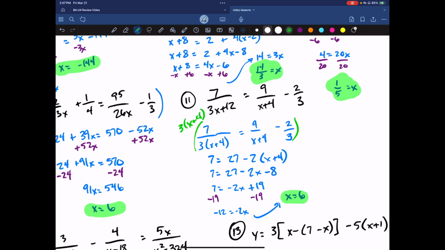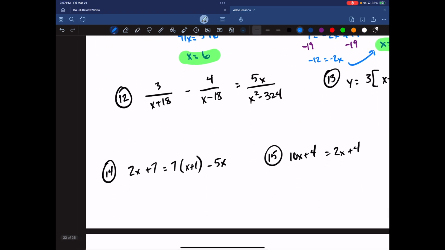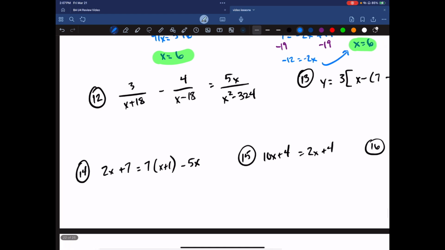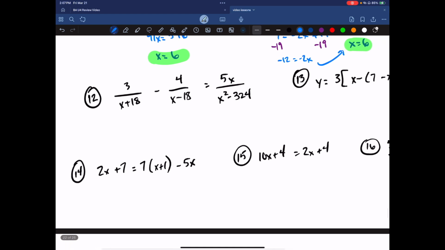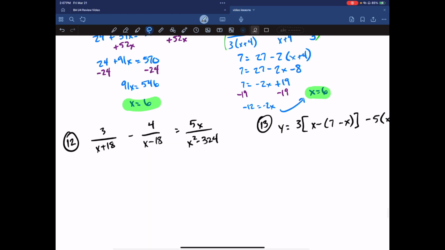All right. All of these problems are starting to get more and more complicated, but the process is all the same. You need to figure out what your common denominator is, multiply to get rid of the fractions, so on and so forth. Okay, on number 12, again, I need to factor this thing right here. So let me do one thing real quick. Well, I know that if I factor this, this is going to be x plus 18, x minus 18.